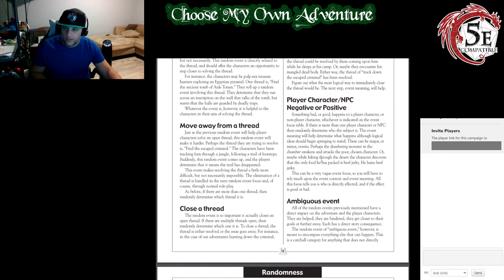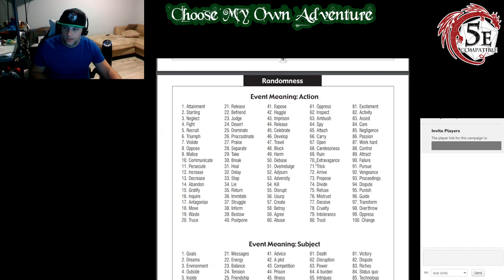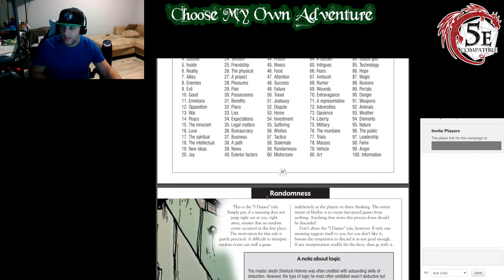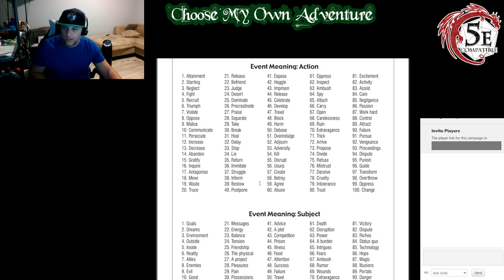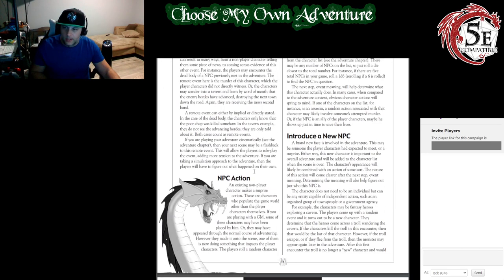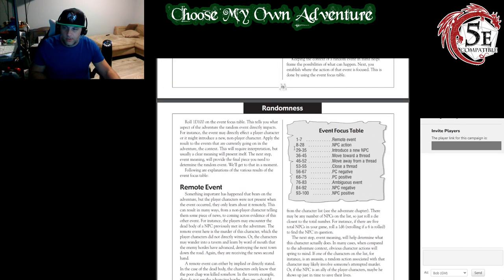After the event focus, there are two key features: the event action and event meaning. They're both event meaning. One is action, one is subject. You pair these together, you should get some semblance of what the game, with the next scene, whatever you're trying to frame, these two paired together help you frame it. If you couple them with the event focus table, then you really have a strong understanding of how the event works.